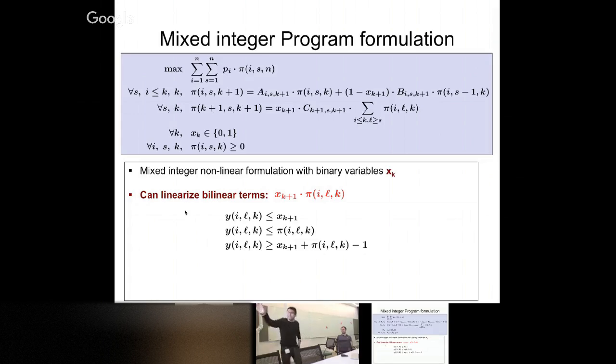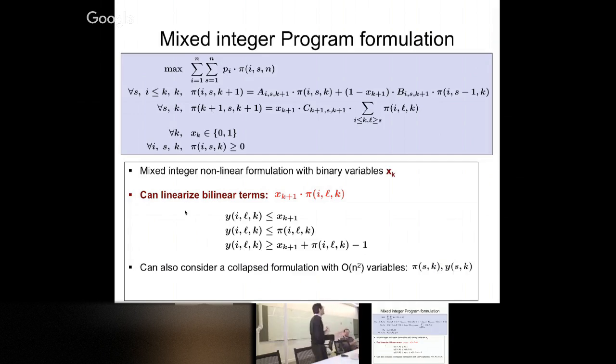So this is a standard linearization of a bilinear term, but I'm still constraining xk to be 0 or 1. Okay, sorry. That's okay. Fine. So that's why it's an integer program. So yeah, no, that makes complete sense.